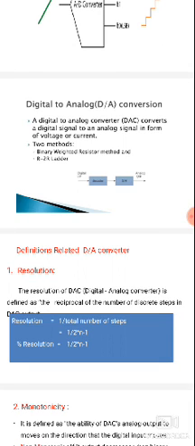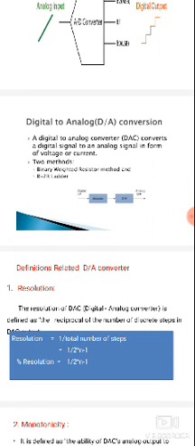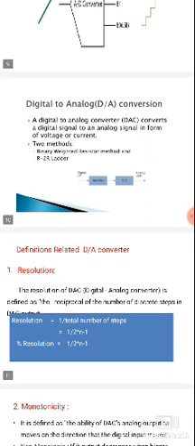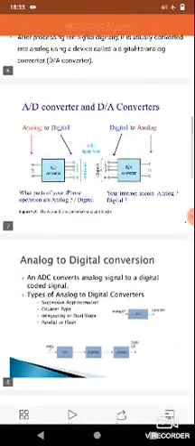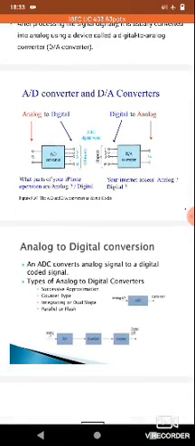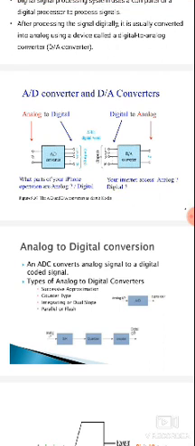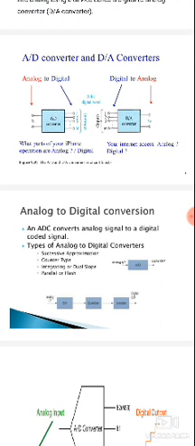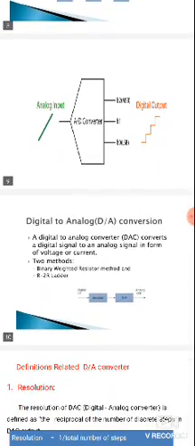There are also two methods for digital to analog conversion. One is the binary weighted resistor method, converting a digital value into an analog value by using binary weighted resistors, and the second one is the R-2R ladder network. For analog to digital conversion we have four methods: successive approximation, counter, integrating type, also known as dual slope, and the parallel or flash method.